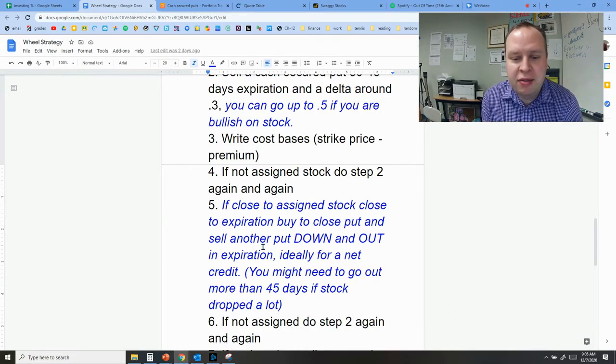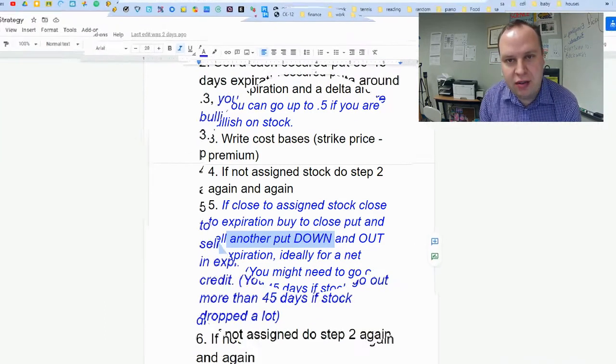Now, let's say that the stock's at 30, you sold the cash secured put at 25, and then it goes to 26, 27 pretty quickly. At this point is a little bit more advanced strategy, and I put it in blue here. If you're close to the signed stock, close to your expiration, you want to try to buy to close that put, so get rid of that position, and then sell another put down and out, further out in expiration. Ideally, you can make a net credit for it. So you might need to go quite a bit farther out than possibly even 45 days in order to do that. So let's look at an example drawn out of how this works.